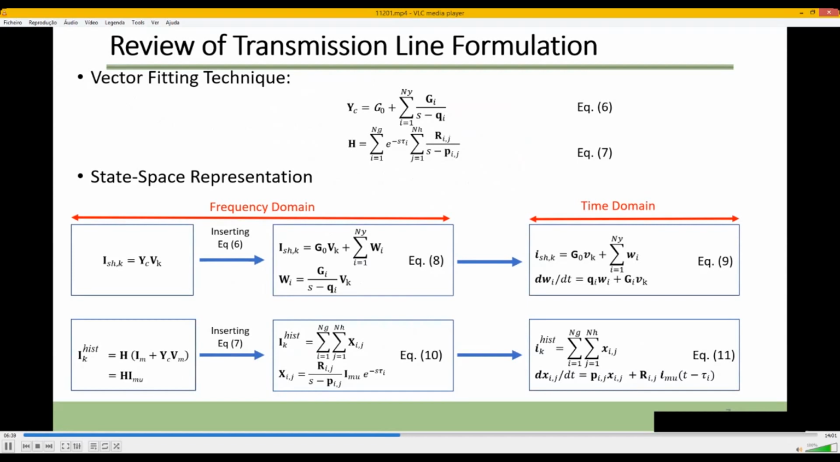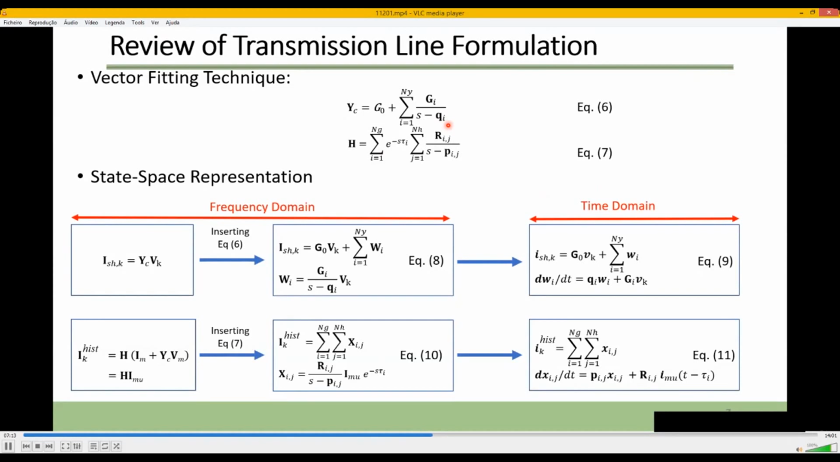Vector fitting method is a robust numerical technique used to represent the propagation function H and characteristic admittance function YC as a sum of rational functions. Equations 6 and 7 represent the YC and H as a sum of zeros and poles. Vector fitting is not in the scope of this paper, and we won't go through it. The model can be directly converted into a state space form. This is what we need in Modelica language.